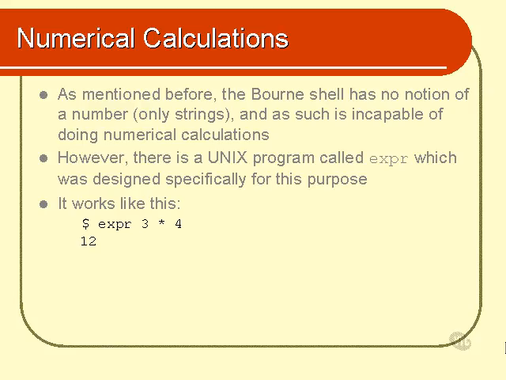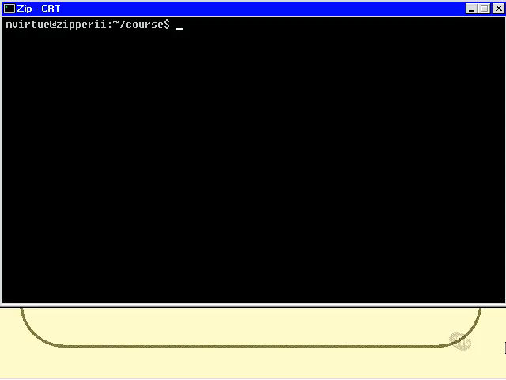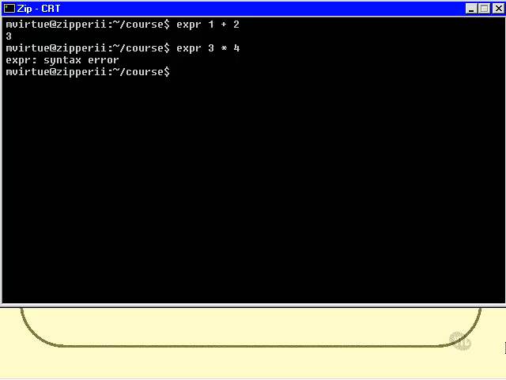Let's have a brief look at that in action. So I could do, of course, expr 1 plus 2 and get an answer of 3. Now I could also do expr of, say, something like 3 times 4. Now I get a syntax error. Now why do I get a syntax error with that? Is it because I've used the wrong symbol for multiplication? Well, actually I haven't. The asterisk or the star symbol is in fact the correct symbol for multiplication.